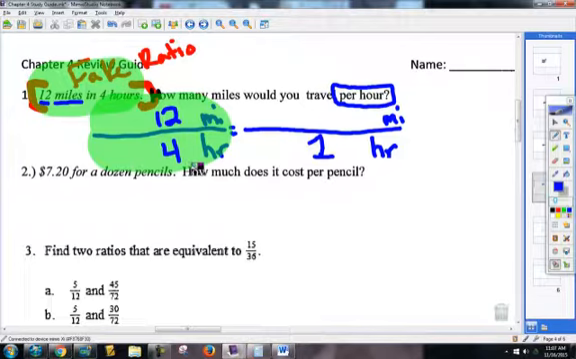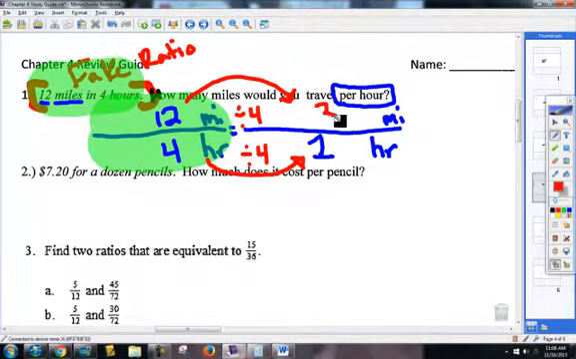Now from here, it's pretty easy. It's just all setting it up. That's the only thing that's maybe a little bit challenging. What am I doing to my number of hours here? I'm dividing them by 4. And I'm going to have to do the same thing to my number of miles to get what? So what's the answer to the question? Right there, 3 miles. Okay, that's the answer, because it wants to know how many miles would I travel per hour. Everybody got that? Yes. Okay.